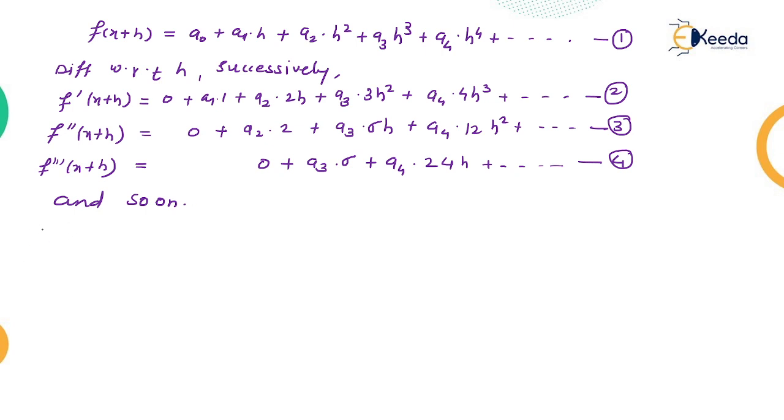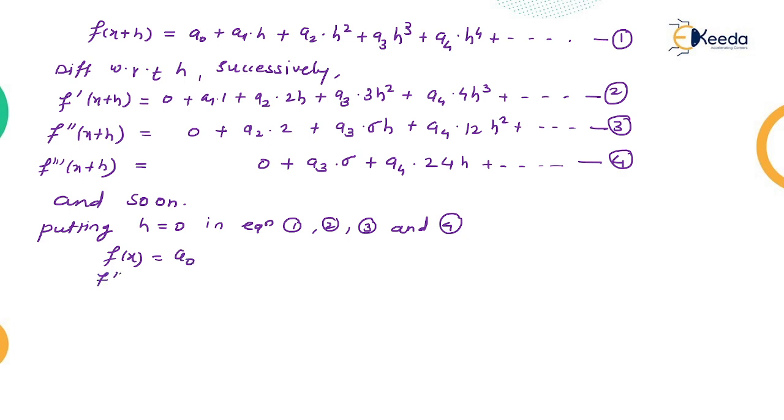So putting h equal to 0 in the above equations 1, 2, 3 and 4, what will we get? If you take h as 0, then f of x is a naught.